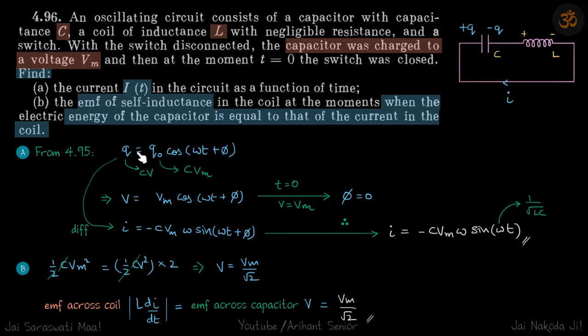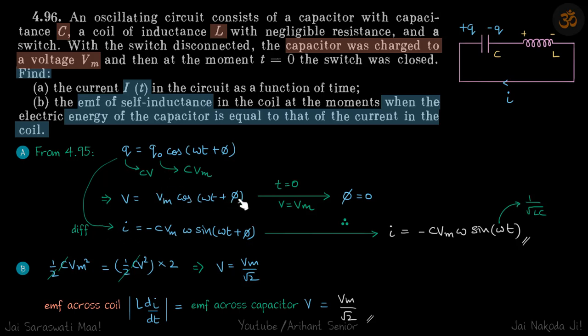So just like what we did before, let's introduce voltage and current. So voltage across the capacitor we will get by writing Q = CV and Q0 = CVm. So we get this equation. And if we differentiate this equation, we get the value of current.